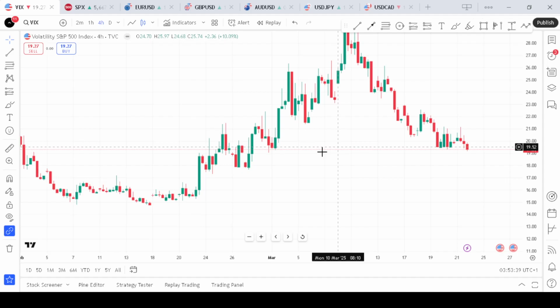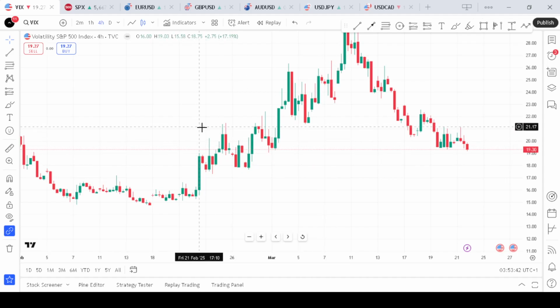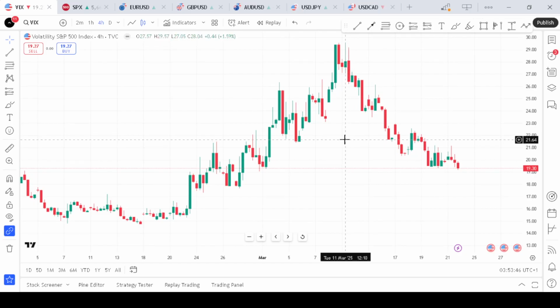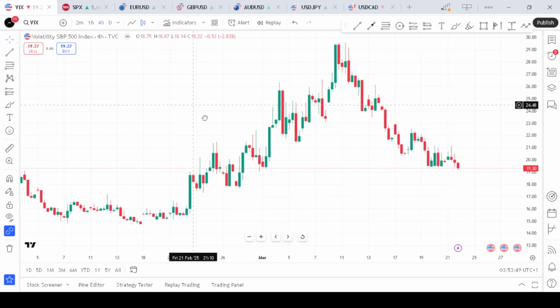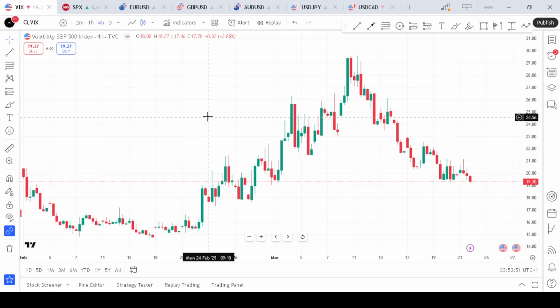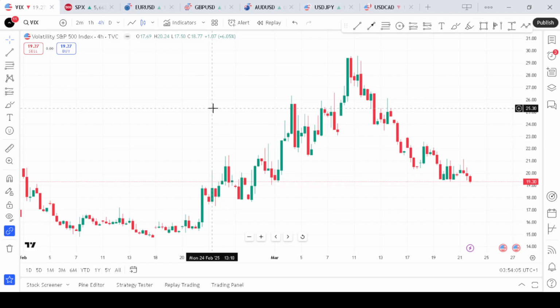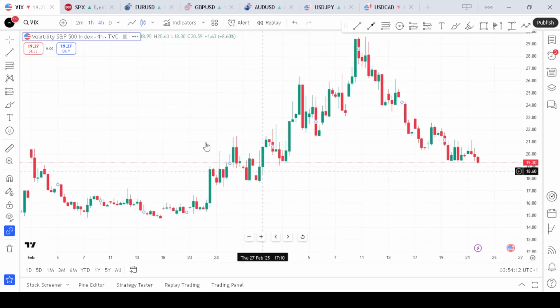So we ask ourselves, what does the VIX measure? The VIX measures implied volatility, which is derived from option prices rather than historical price movement. It reflects how much traders expect the S&P 500 to fluctuate in either direction over the short term. Importantly, it does not predict whether price will rise or fall, but instead indicates how turbulent or stable the market might be.